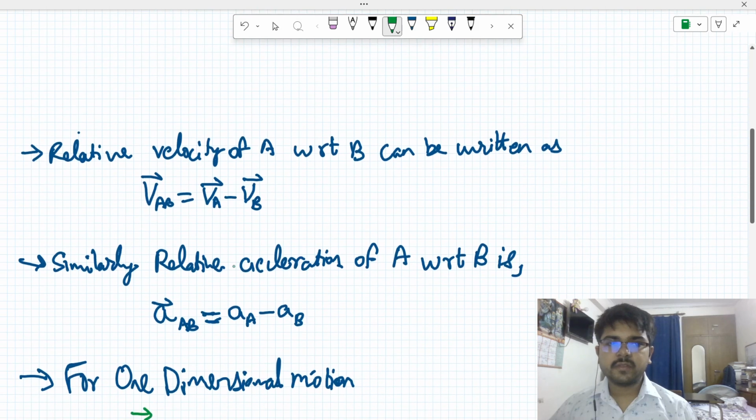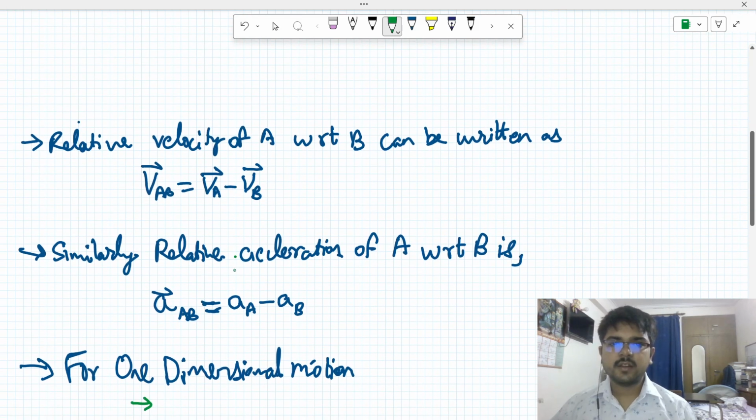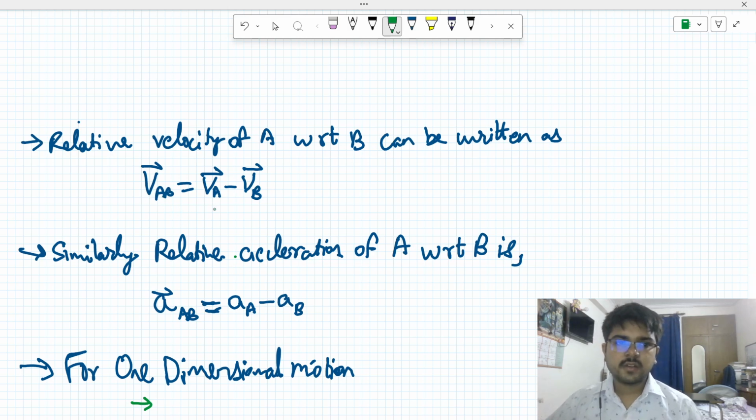Now relative velocity of A with respect to B can be written as VAB equals VA minus VB. So it is the first one minus the second one, VA minus VB vector. Similarly, relative acceleration of A with respect to B is AAB vector, relative vector, equals AA vector minus AB vector.